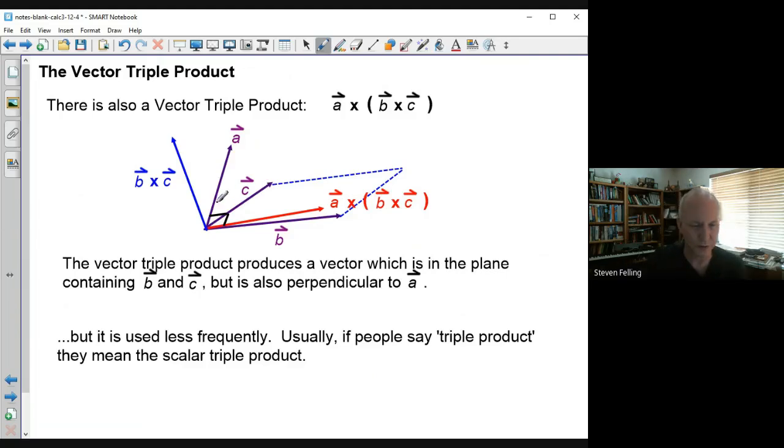And I think when I first produced the notes here, I might have had this a little bit too high. So move your A vector a little down here. So I'm going to try to explain it.